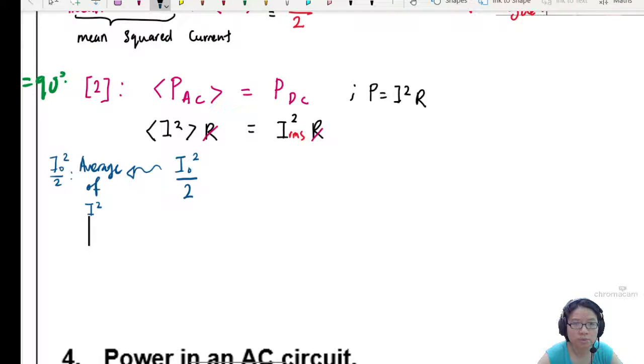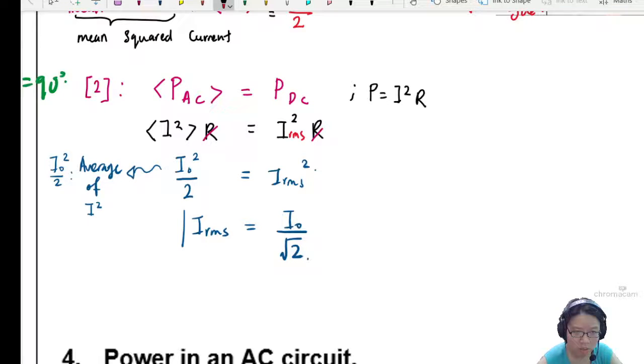So this will be equal to I RMS square. And who wants to deal with this kind of equation? So I'm going to square root both sides. You will get I RMS is equal to I naught over root 2. So the takeaway here is we want to be able to describe our alternating current without using trigonometry.